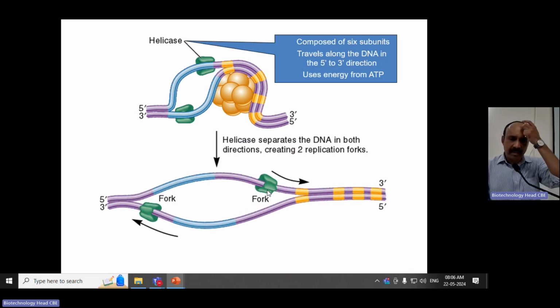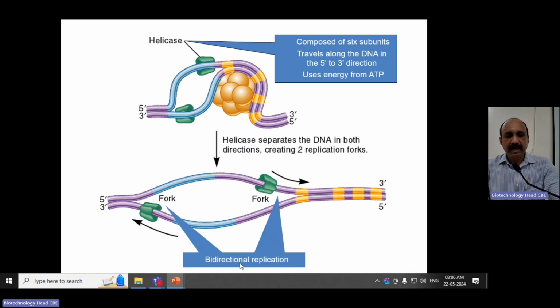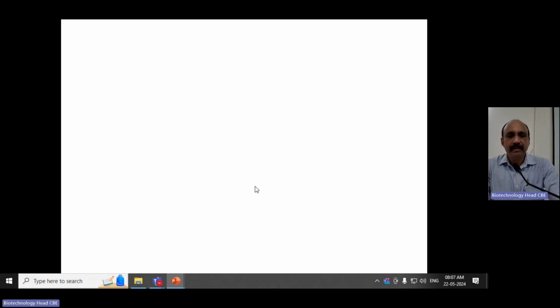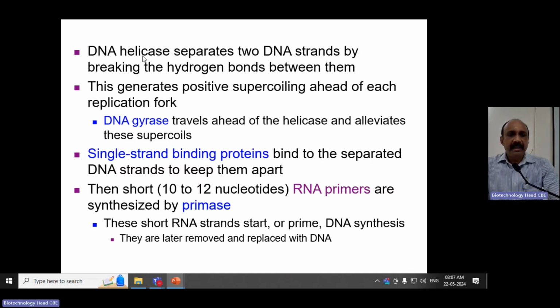So when this breaks the bonds and keeps moving, the polymerase also binds here and synthesizes DNA from the 5' to the 3' end, and the other one also from the 5' to 3' end. So there is a bidirectional replication of this DNA. What we are seeing is in bacteria, E. coli, right?